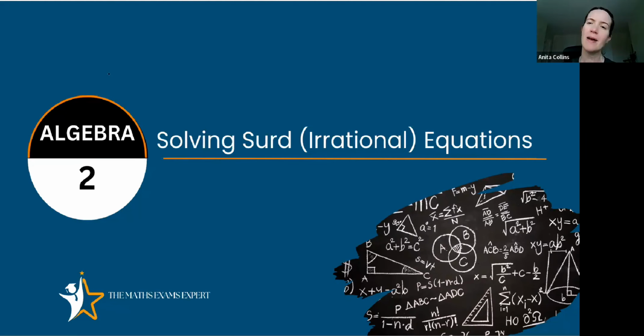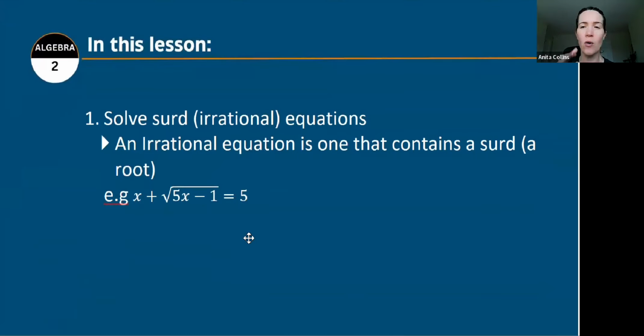Hey, I'm Anita. I'm the maths exams expert, and we're going to be looking at solving surd equations or irrational equations. So, a nice short little lesson here. What we've got to do in it can get a little bit tricky. Only one main objective today, and that's to learn how to solve these equations.